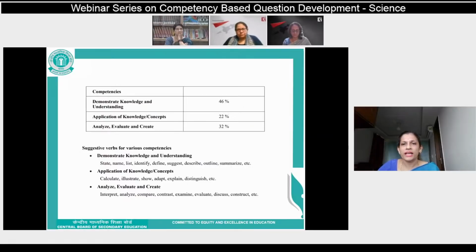This is the competency and the suggestive verbs as per Bloom's taxonomy to test various competencies. Like to demonstrate knowledge, we use state, name, list, identify, suggest, describe, outline, etc. Similarly, for application of knowledge or concepts, while preparing any test item, it is suggested to use these words: calculate, illustrate, show, adapt, etc. and analyze, and so on. Next slide.